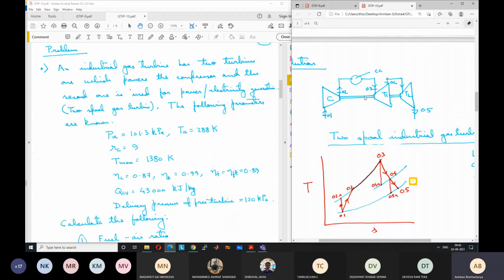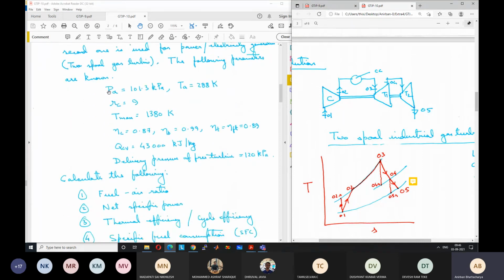And then there is a combustion chamber between the compressor and the turbine. The exhaust gases from the first turbine go into the second turbine and go out from the second turbine. Okay, so some parameters are known. This is like a real life scenario. So realistically, what will be known is given here, like a design problem.